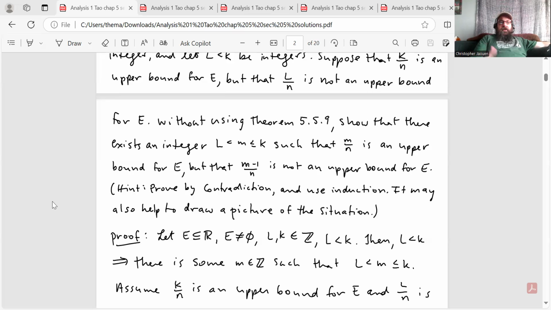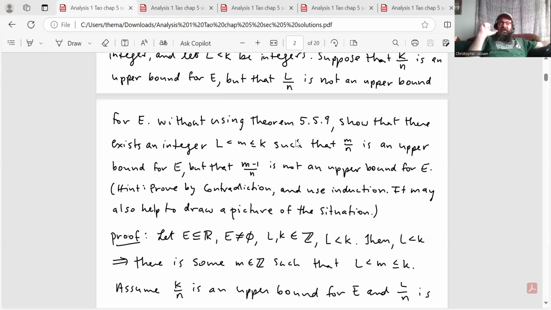He gives a hint here. He says prove by contradiction and use induction. He says it may also help to draw a picture of the situation. We're not allowed to use theorem 5.5.9 in proving this because we don't want our reasoning to be circular. We're going to use this to prove theorem 5.5.9, so we don't want to use the theorem to prove this lemma.